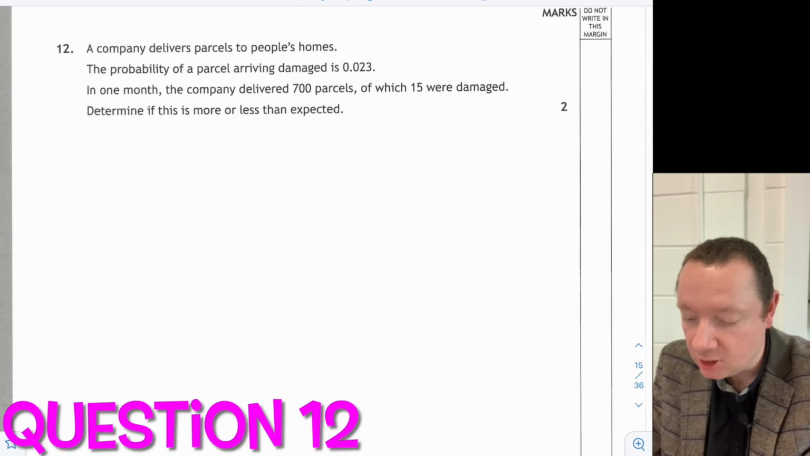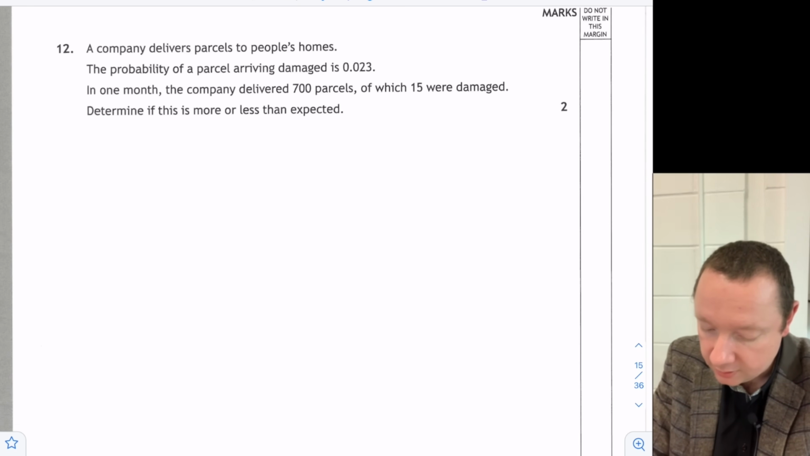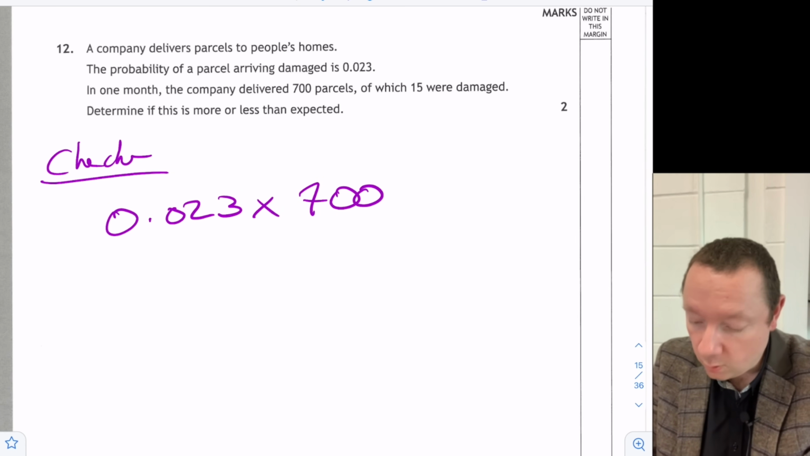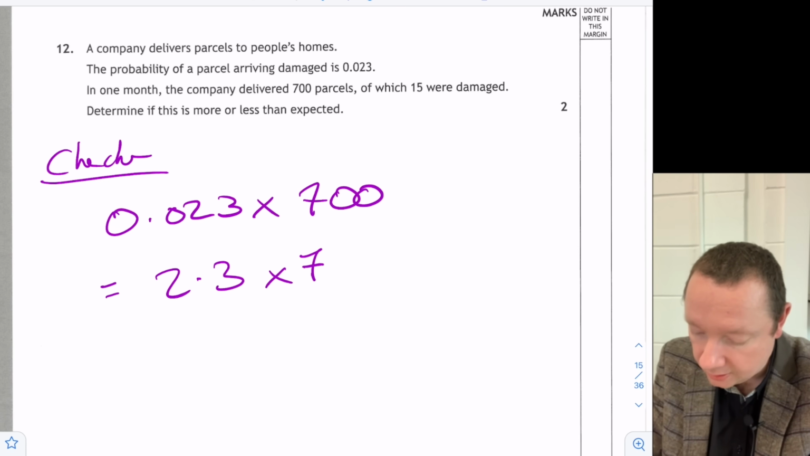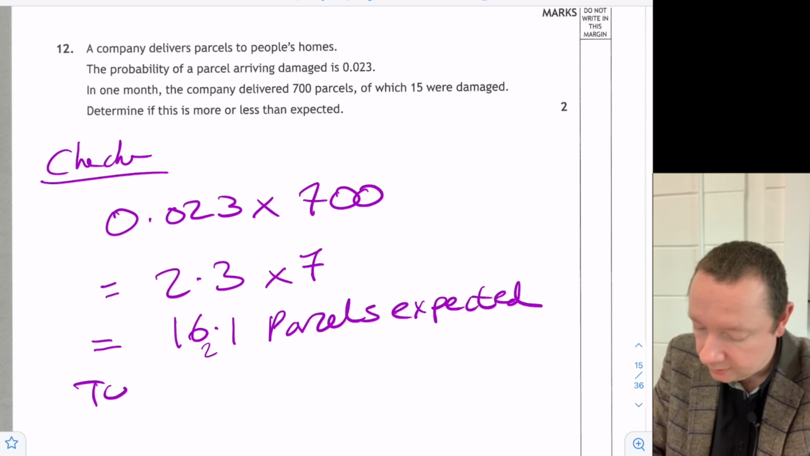So a company delivers parcels to people's home. The probability of a parcel being damaged is 0.023. In a month, the company delivered 700, of which 15 were damaged. Is this more or less than expected? Well, let's just check by doing 0.023 times 700. Let's make an equivalent sum. So if we times this number by 100 to get 2.3, we can divide this number by 100 to get 7. And that's quite easy. 7 3s are 21, 7 2s are 14, 15, 16. 16.1 parcels were expected to be damaged.